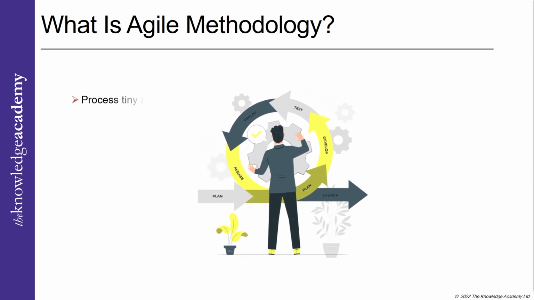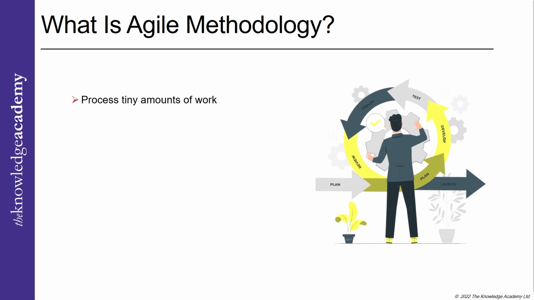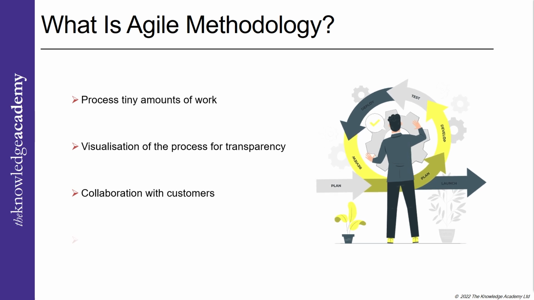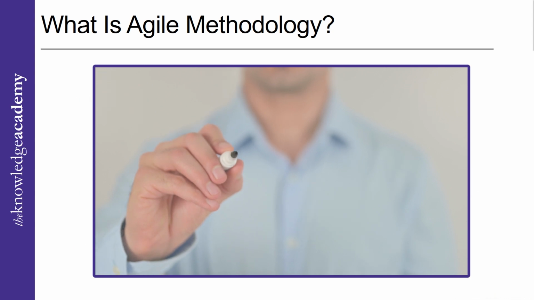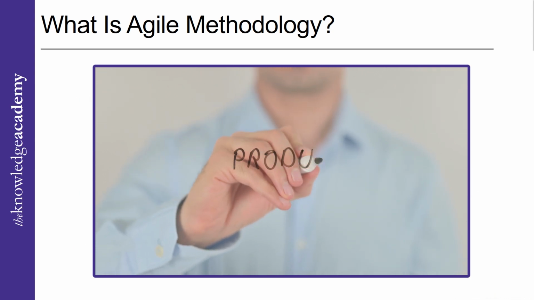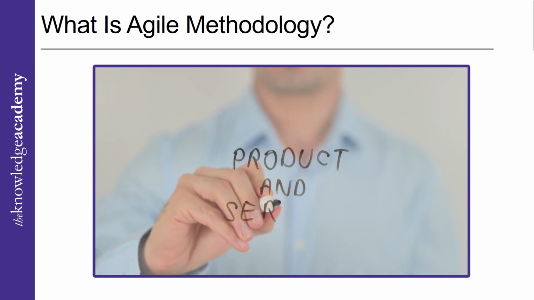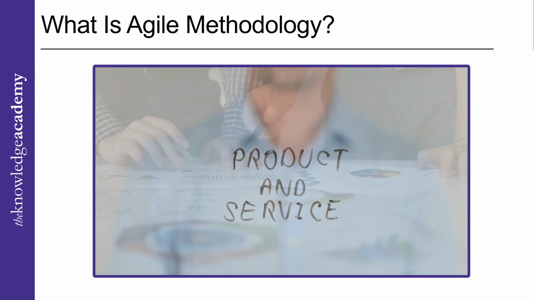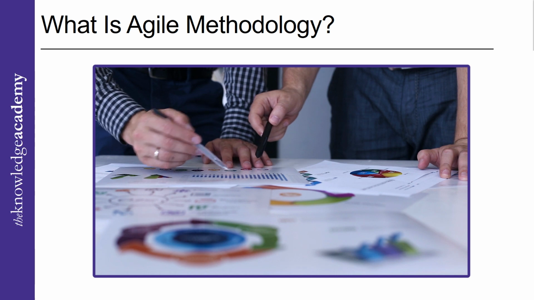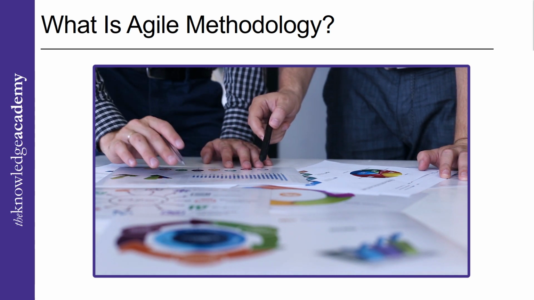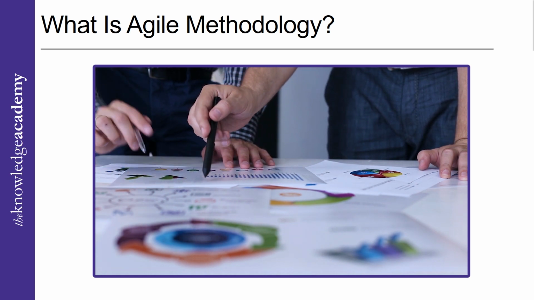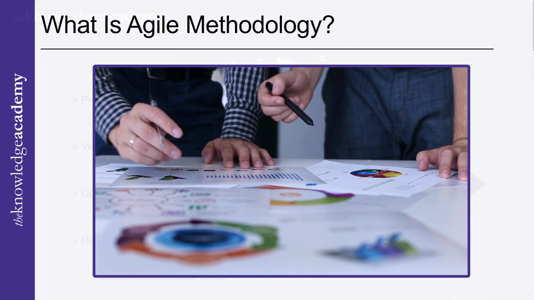It highlights the following: processing tiny amounts of work, visualization of the process for transparency, collaboration with customers, and responding to requests as soon as you can. This helps you produce improved products or services to suit your customers' needs better and respond rapidly to changing demands. Agile teams may complete tasks more rapidly, adapt to changing project requirements, and reduce work procedures.